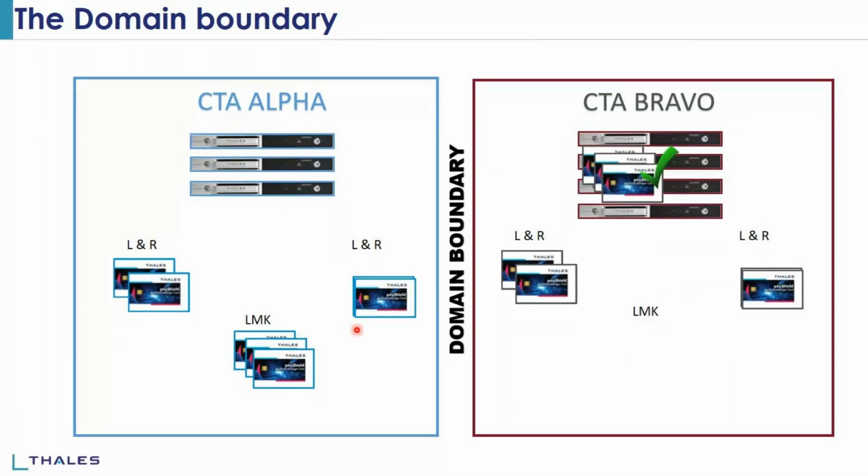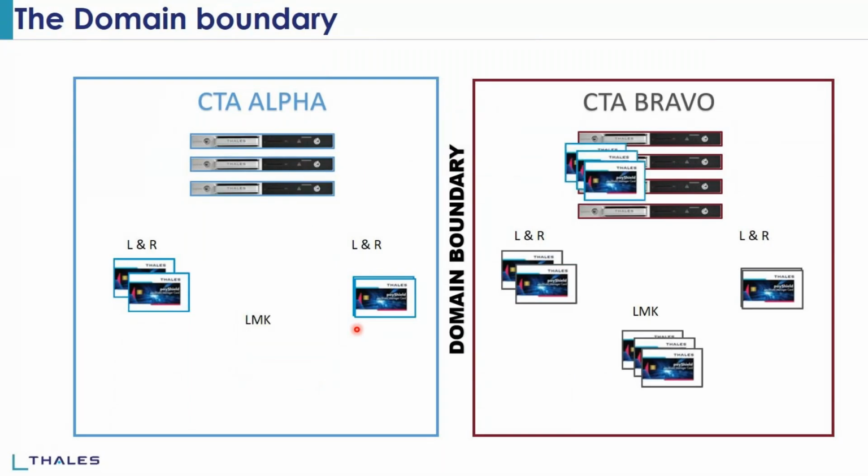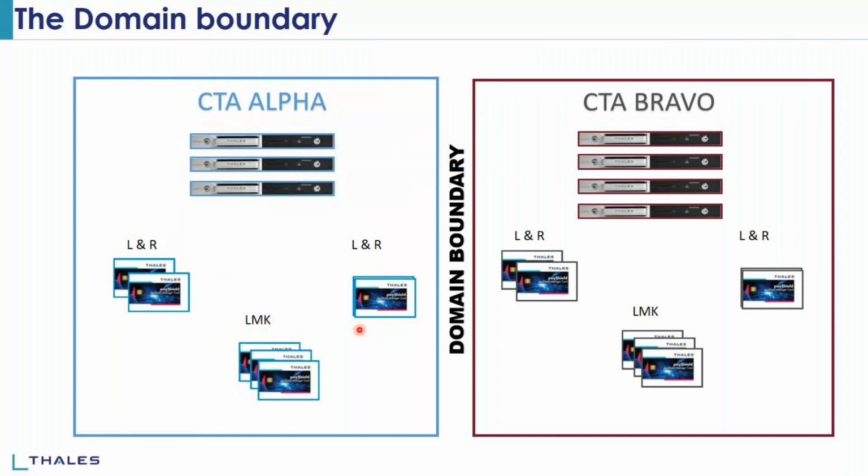The same LMK can be installed on one. Same LMK can be, but if you try to move it out of the boundary, it will not be supported. Similarly, CTA LMKs which are under CTA Alpha cannot go to CTA Bravo. Left and right administrator cards for one domain cannot work with another. So this is how you create a boundary that decides which smart card will work with which set of PayShield.